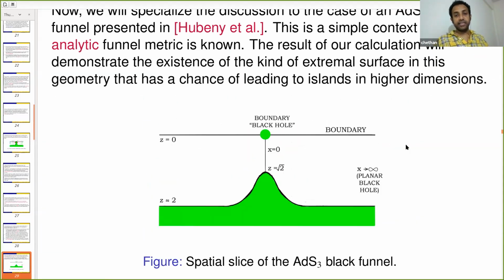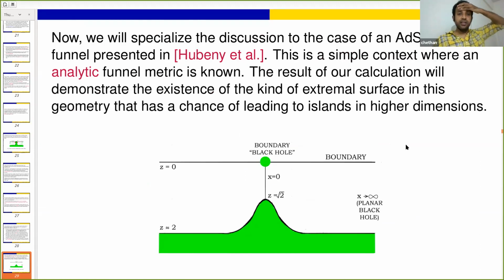Okay, so now let's turn to the AdS3 calculation. The AdS3 geometry basically has this kind of structure. There is a bulk horizon, and this is also a horizon. That's an important point. This is why it's called a black funnel. It's kind of degenerate, in the sense that it's just a line, because many things become trivial and degenerate in 3 dimensions.